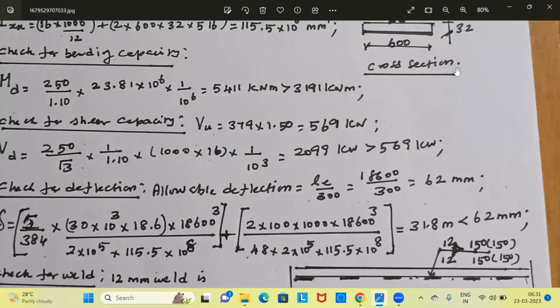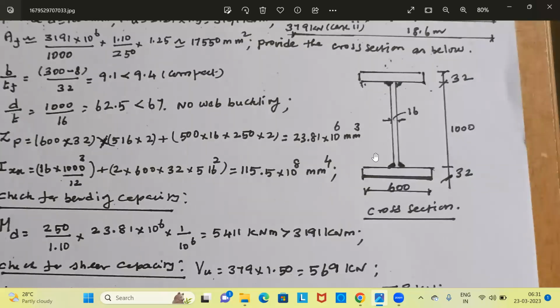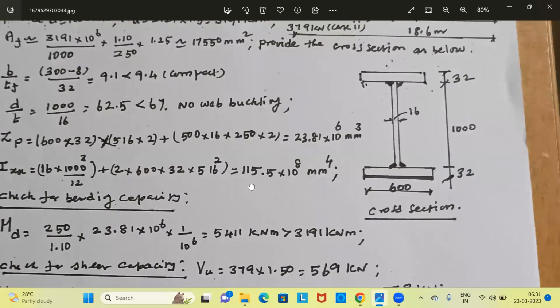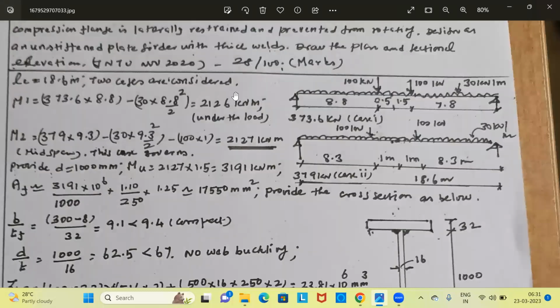And what about the cross section? Flange plate is 600 mm by 32 mm plate. Web plate is 1000 mm by 16 mm plate. This is the design, completion of design.